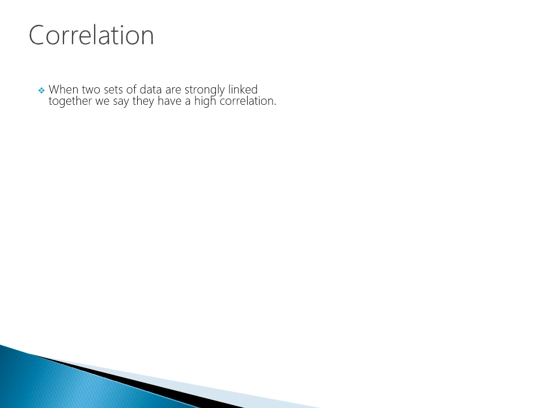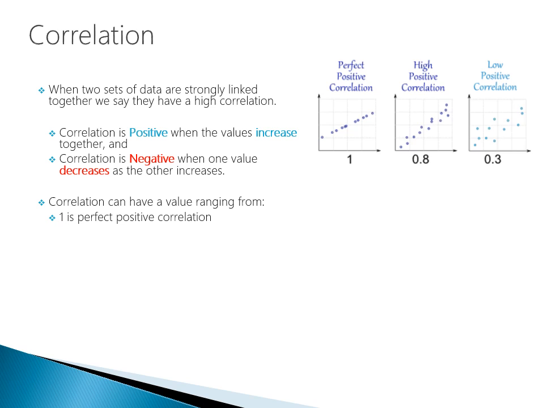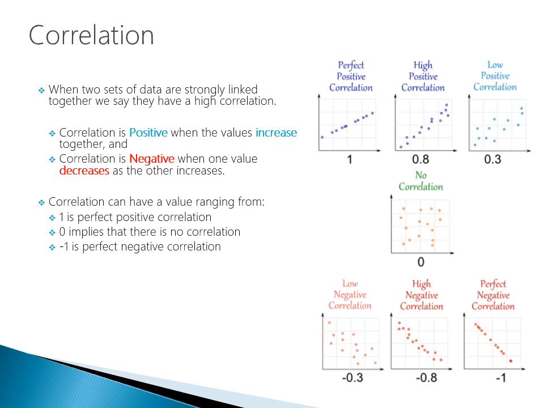When two sets of data points are strongly linked together, we say that they have a high correlation. Correlation is considered to be positive when the values increase together, and negative when one value decreases as the other increases. Correlation can have a value ranging from 1, which implies a perfect positive correlation, to 0, which implies that there's no correlation in the data whatsoever, to -1, representing a perfect negative correlation.